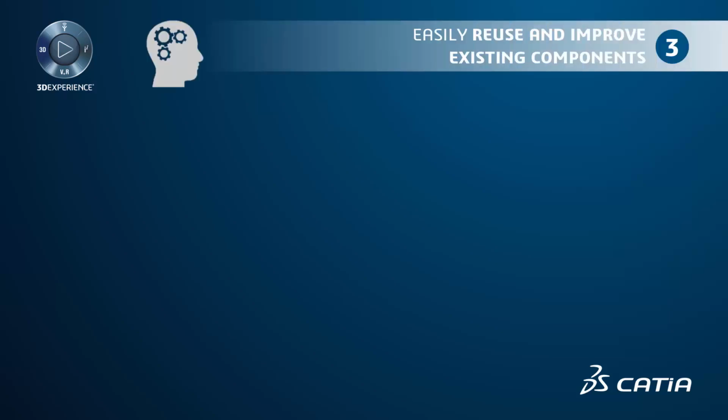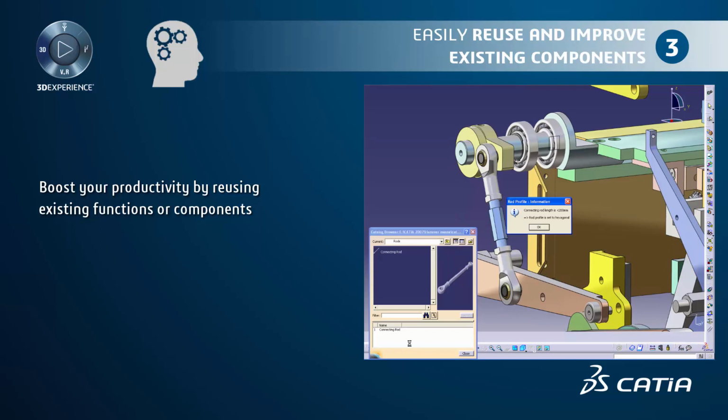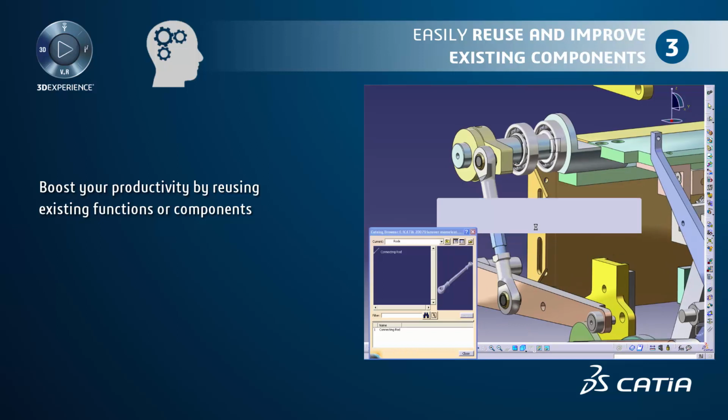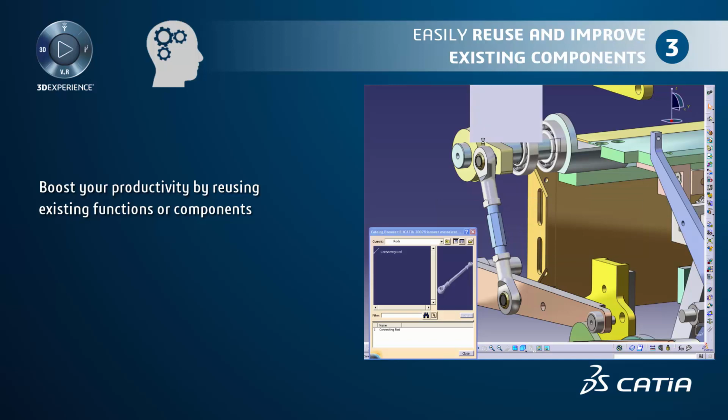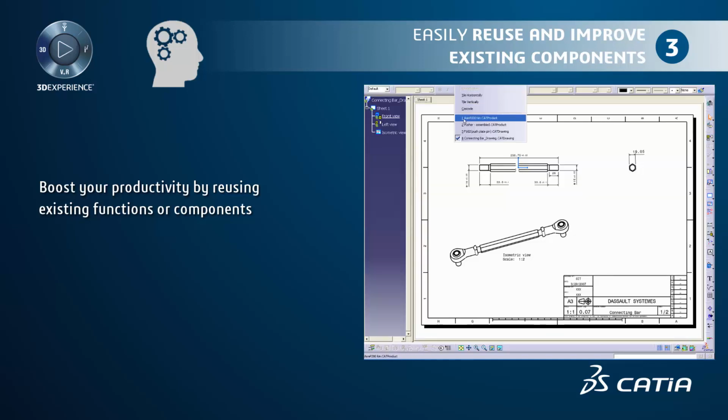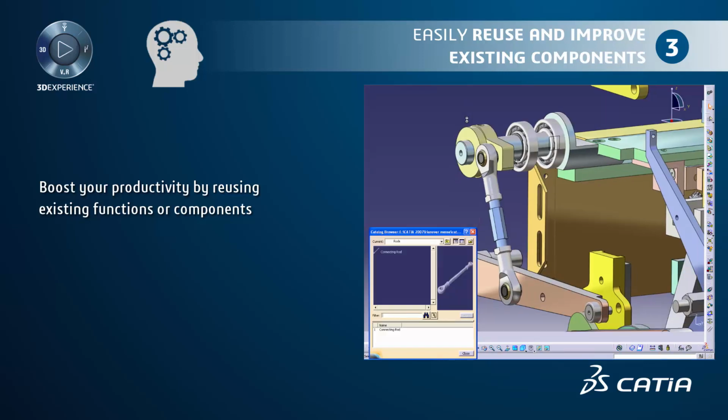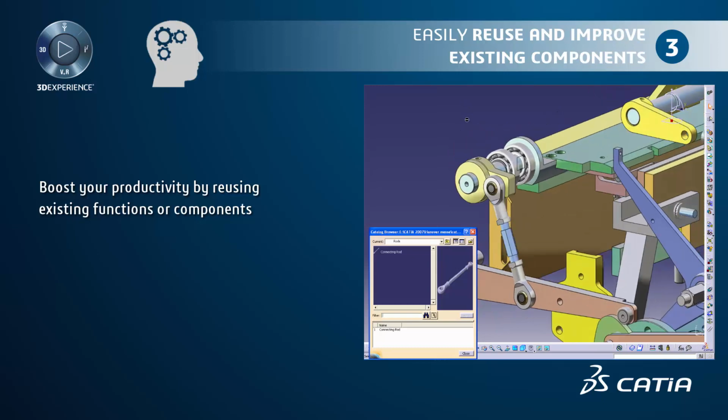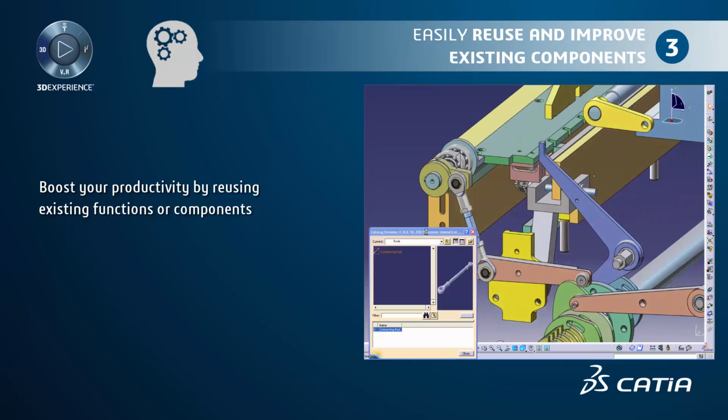Using knowledge-based templates reuse capabilities, you can boost your productivity by reusing existing functions or components that include your company's best practices. You can capitalize on your assets and generate families of components to accelerate your design. For example, here we generate a connecting rod by reusing a smart template stored in a catalog.